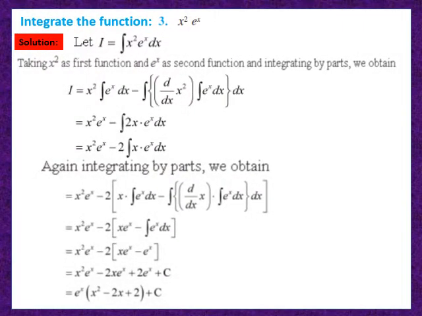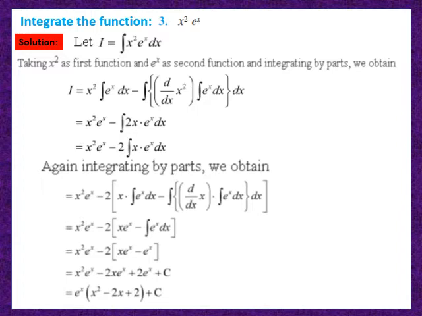Next we have question number 3: integrate the function x square e^x. So using ILATE, here x square will be our first function and e^x will be our second function. Therefore by integration by parts, we have I equals x square into the integral of the second function e^x dx, minus the integral of the differentiation of the first, that is d/dx of x square, and the integral of the second, that is e^x dx, whole integral. And we know that the integral of e^x is e^x, and in the second term the differentiation of x square is 2x and the integral of e^x is e^x.